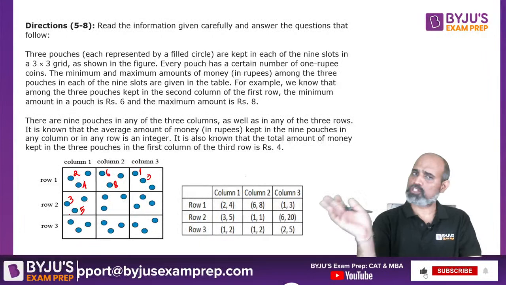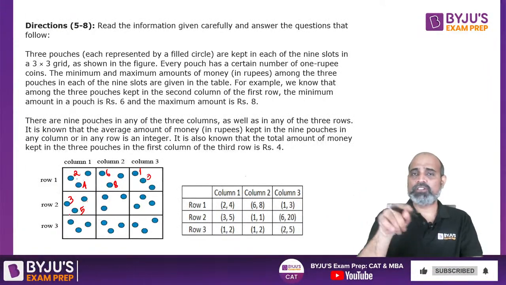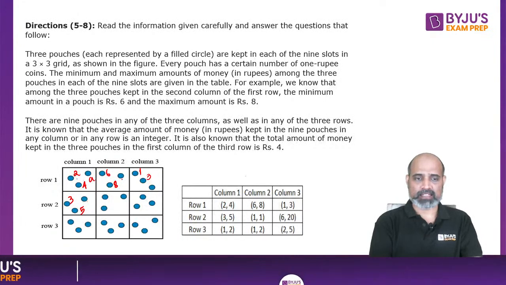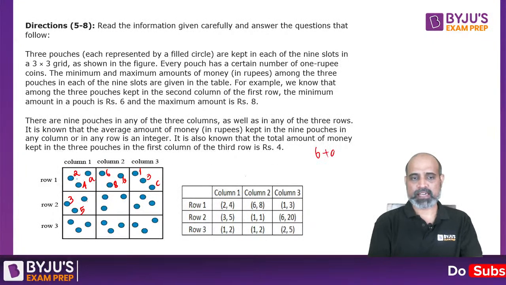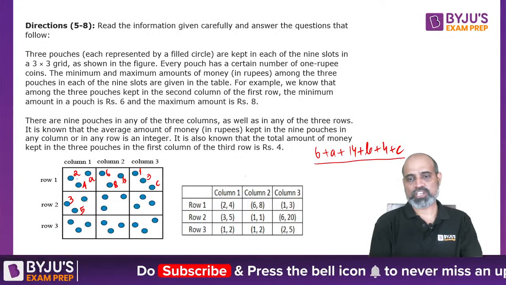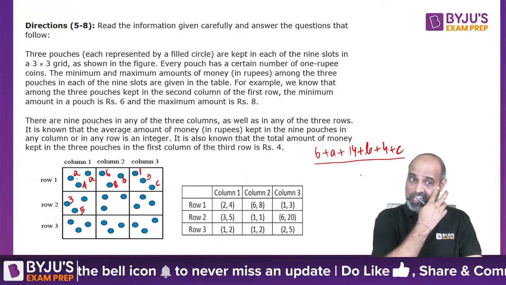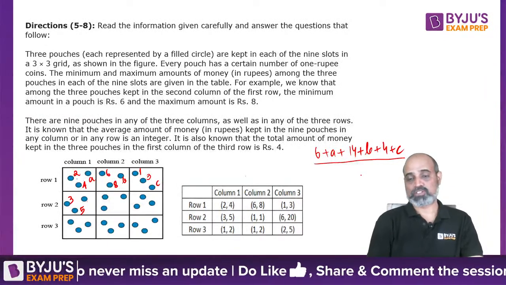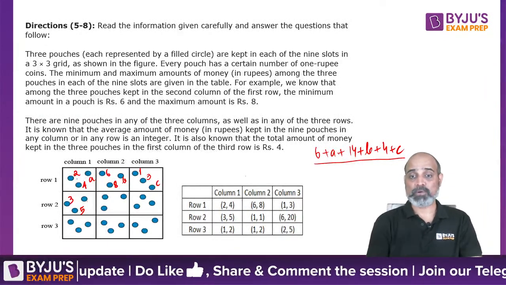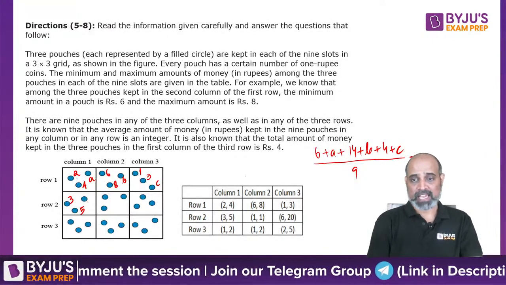Let's look at the first row. If I write down the numbers, let's say this is A, this is B, this is C. So can I say 6 plus A plus 14 plus B plus 4 plus C? I have to find the average, so by what shall I divide this, if I want to find the average amount of rupees kept in the 9 pouches? Since there are 9 pouches, I am supposed to divide it by 9. And it is given that this should be an integer.